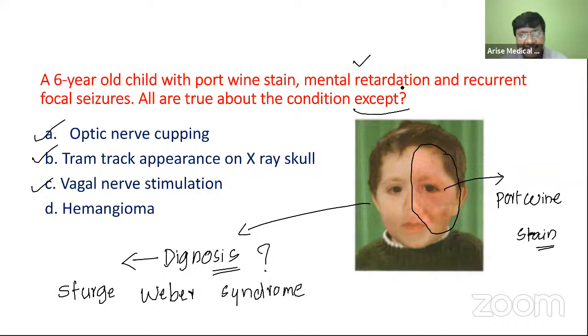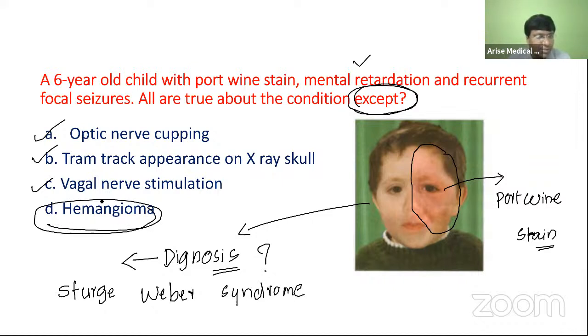The question asked is "except." None of you have seen "except," right? You have seen that port wine stain. Okay, Sturge-Weber syndrome. Tram track appearance on the X-ray skull. Everyone started answering B and everyone started answering C. But the answer here is hemangioma. So hemangioma will not be present. It is not present in case of Sturge-Weber syndrome.